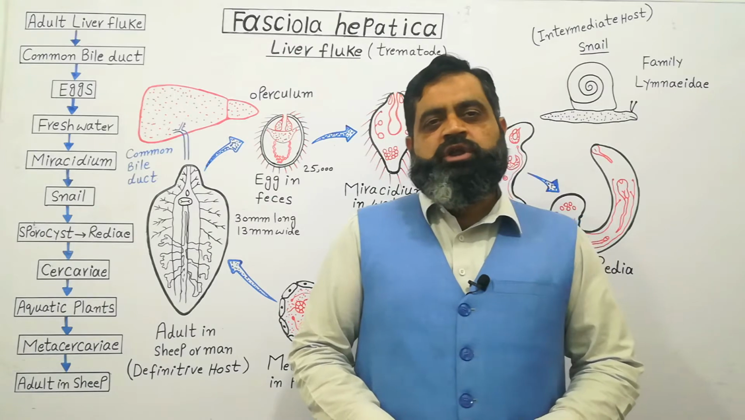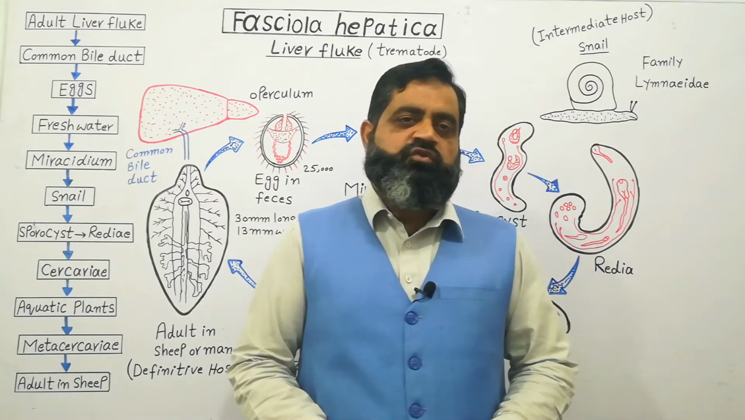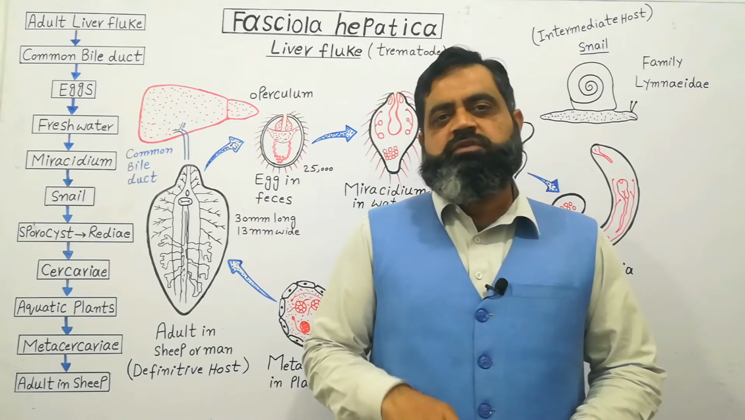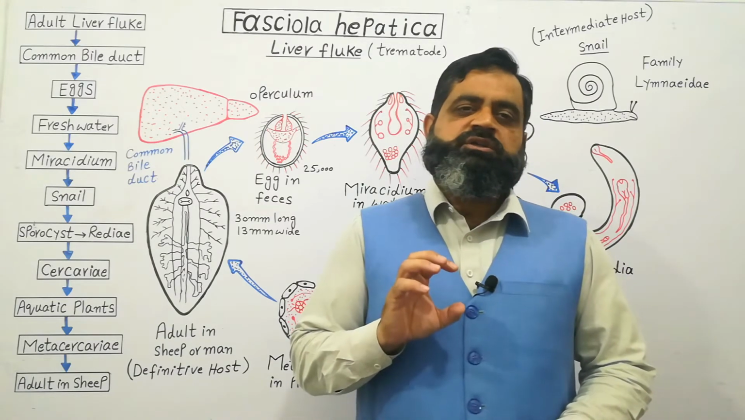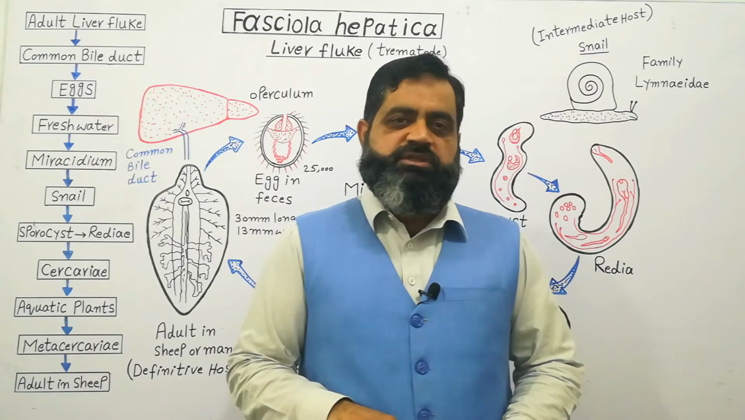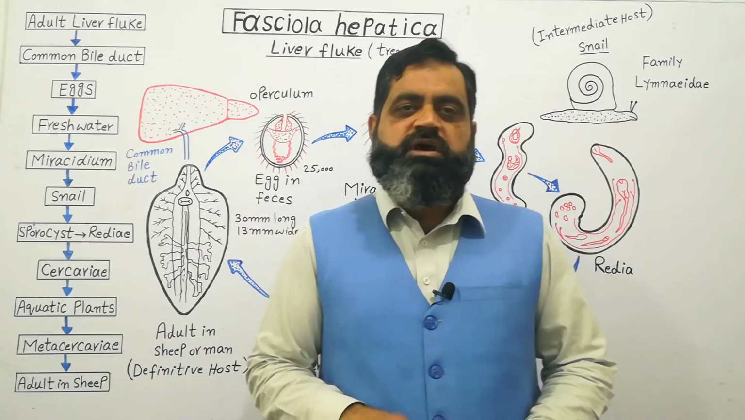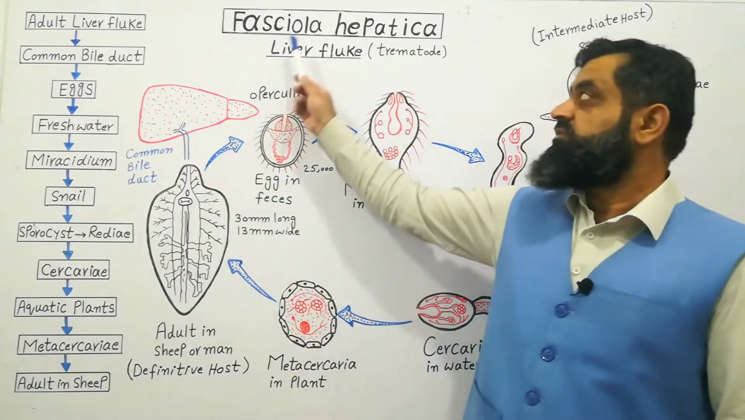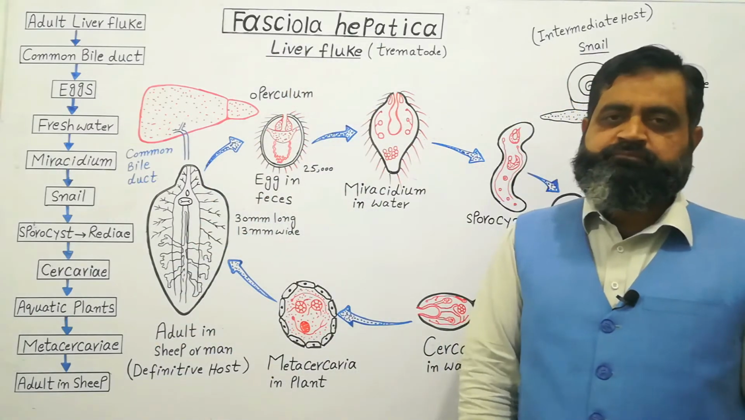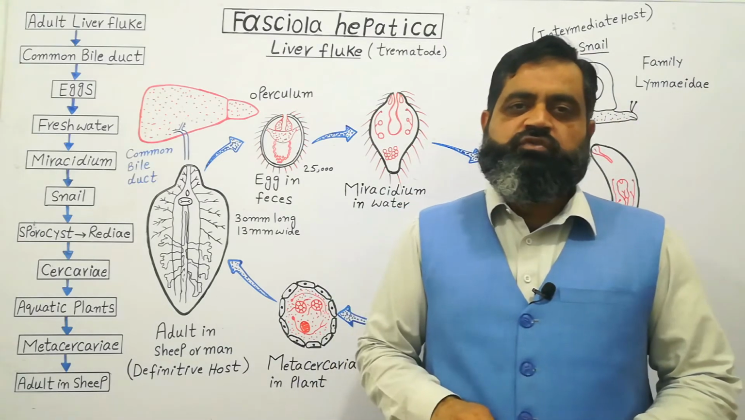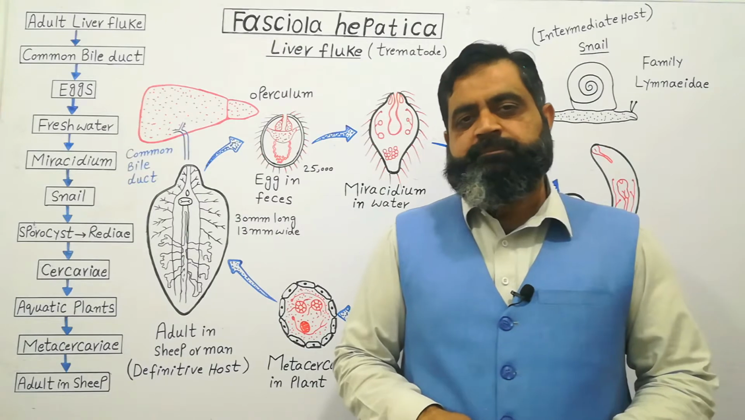Today we are going to discuss the life cycle of liver fluke. Liver fluke is known as common liver fluke or sheep liver fluke, which belongs to phylum Platyhelminthes, and it is a trematode. The scientific name of liver fluke is Fasciola hepatica. Today we are going to discuss the life cycle of Fasciola hepatica.